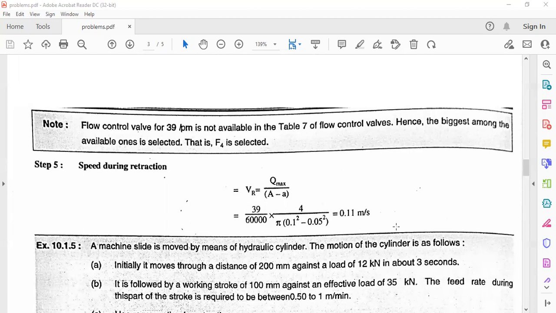Speed during the retraction VR equal to Q max upon A minus small a, equal to 39 upon 6000 into 4 upon pi in bracket 0.1 square minus 0.05 square bracket complete, equal to 0.11 meter per second. This is speed during retraction.